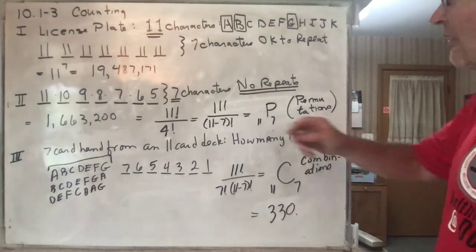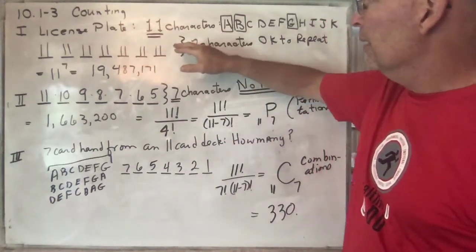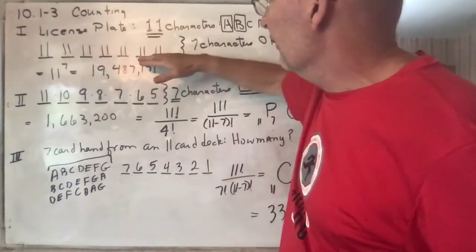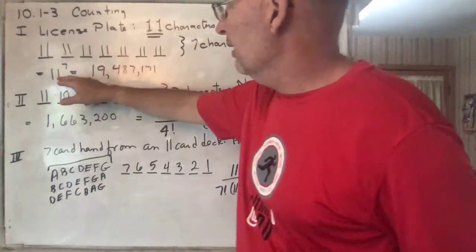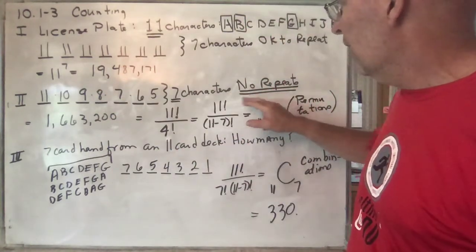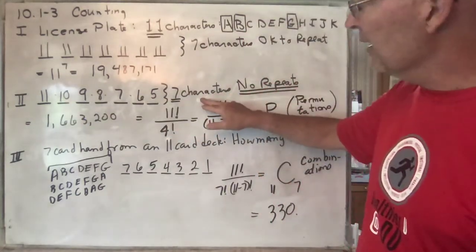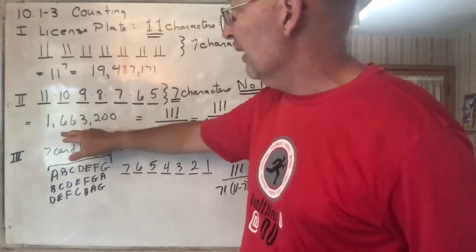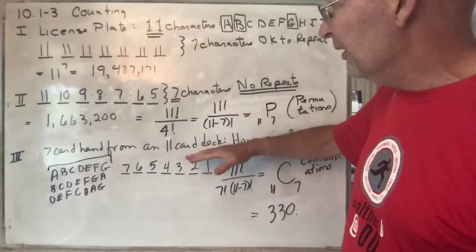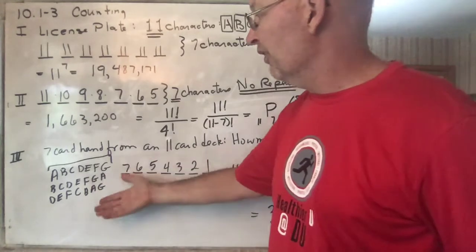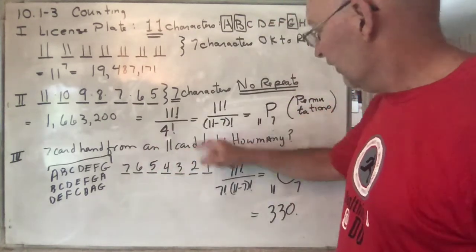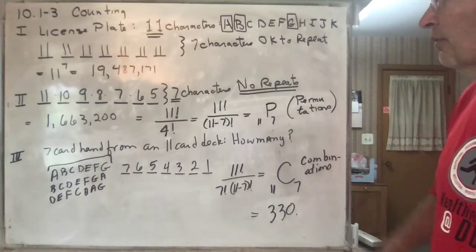It's amazing to me that if you start with 11 characters and you have a list of 7 of them where you can allow repeats, then you have almost 20 million various possibilities. If you have the same 7 places to fill, but now you do not allow repeats, then it goes from 19.5 million down to roughly 1.5 million. So it drops down considerably. And then if you not only don't allow repeats, but also you don't care what the order is, so now you think of it as a hand of cards rather than as a license plate, then you divide by the 7 factorial and you end up with only 330. So it drops down a whole lot.